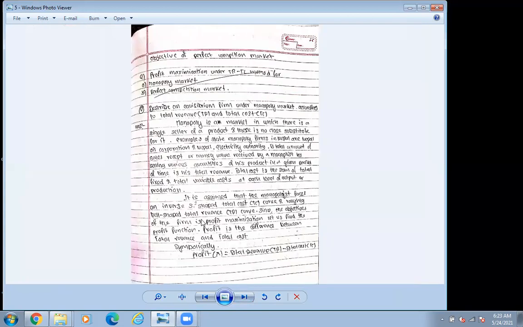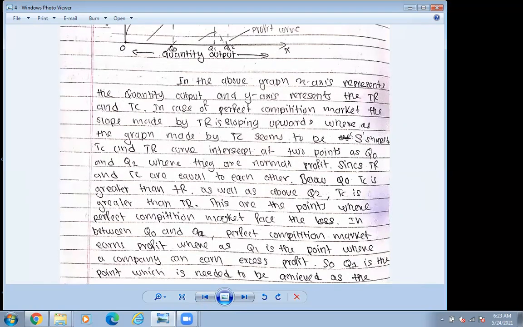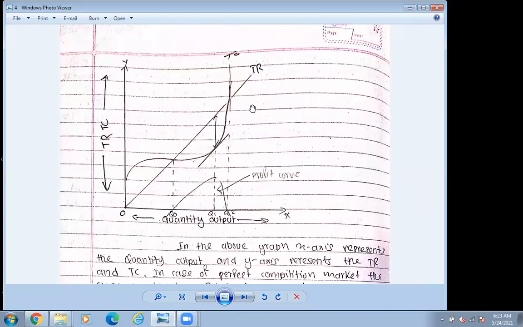So Q1 is the point which needs to be achieved as the objective of the perfect competition market, okay. So perfect competition market को उद्देश्य नै profit maximization हो, so Q1 लाई नै मेन्टेन गरेर राख्नु पर्ने हुन्छ. So Q1 भन्दा धेरै पनि जानु भएन, Q1 भन्दा तल पनि हुनु भएन. So Q1 is the point where you need to maintain in the business, okay. So excess profit नै होस् भन्ने चाहना छ तिमीहरुको भने, so Q1 लाई नै होल्ड गरेर राख्नु पर्ने हुन्छ.